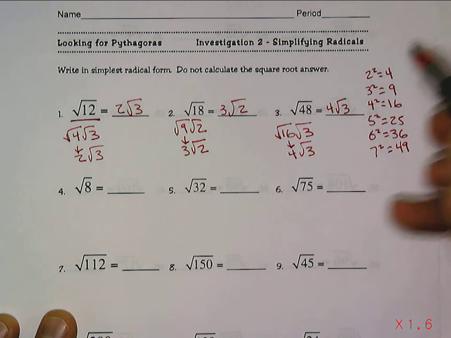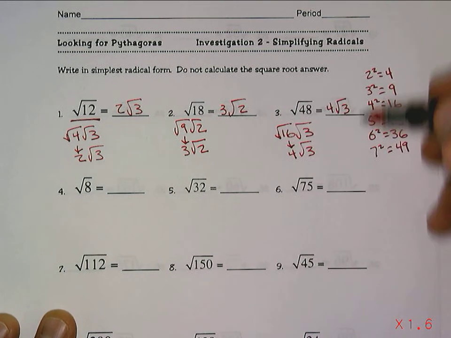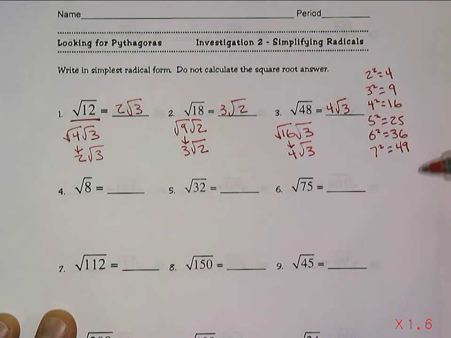And so as you work through these worksheets, you're going to need this set of perfect squares to be looking for factors of numbers as you go through them. So hopefully that helps you get started on this worksheet and continue on as you try to simplify these radical expressions.